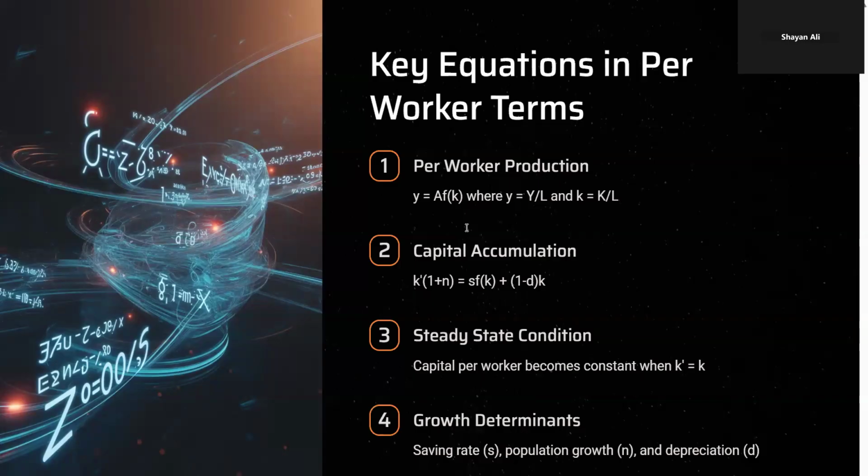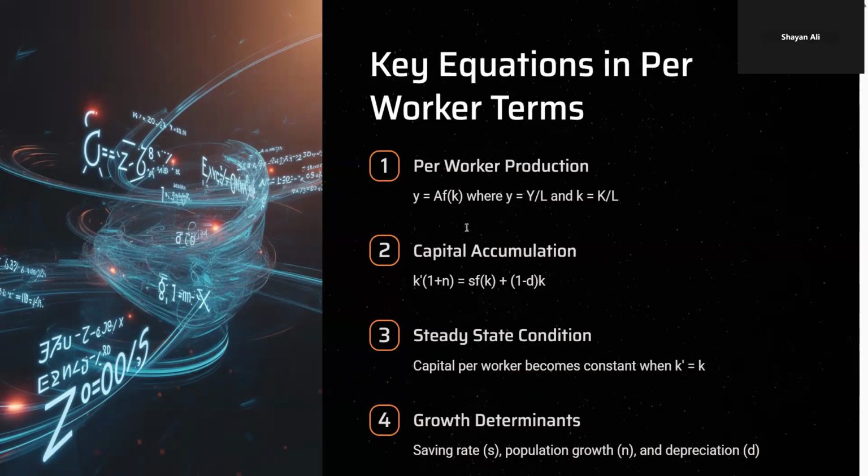So to keep things simple, economists often look at everything per worker instead of the whole economy. So here's what that looks like. y equals A f(k). Output per worker depends on capital per worker and technology. And the second equation you see is the capital accumulation. Capital, which means capital per worker, grows based on how much we invest minus depreciation.